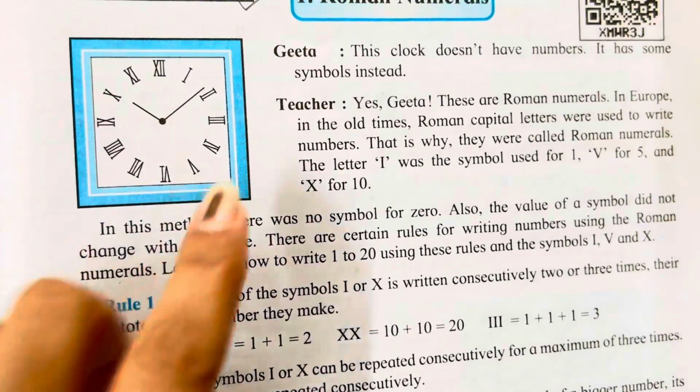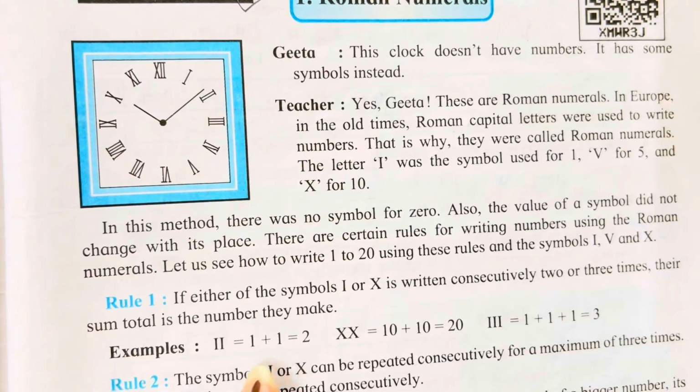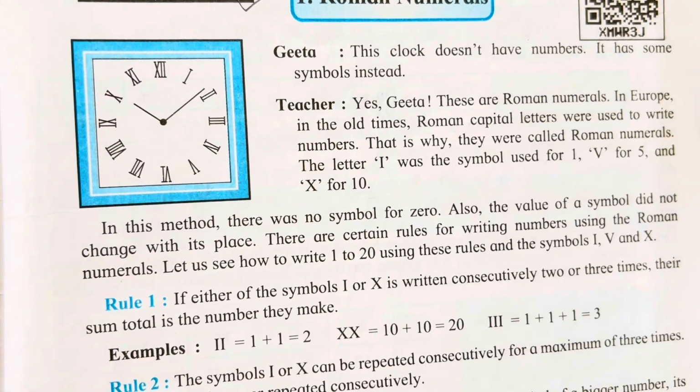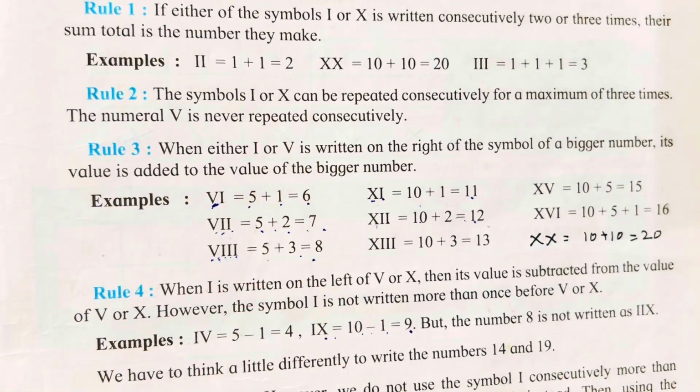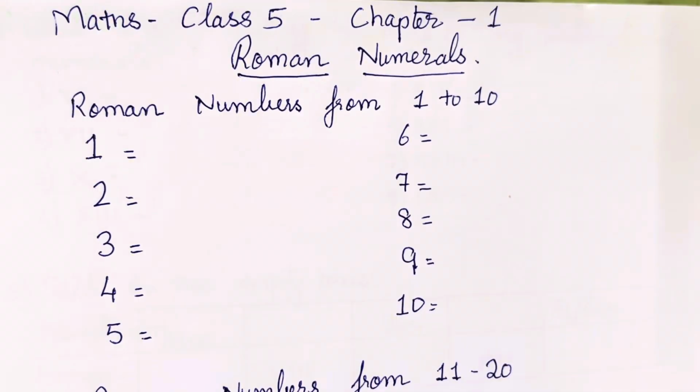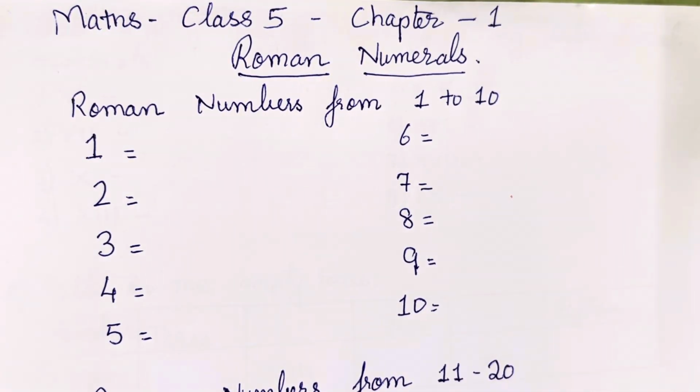Okay, so conversion of Roman numbers into numbers or numerals, you all can represent it in this form which is being given in your textbook. Some examples have been given, we have to practice them. But before that, we are going to study how to write Roman numbers from number 1 to 10.